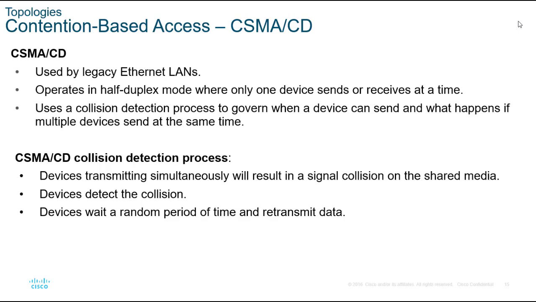With CSMA-CD, both devices detect the collision on the network. That is the collision detection, or CD, portion of CSMA-CD. Both device NICs compare data transmitted with data received, or detect that the signal amplitude on the media is higher than normal. The data sent by both devices will need to be resent in that case.